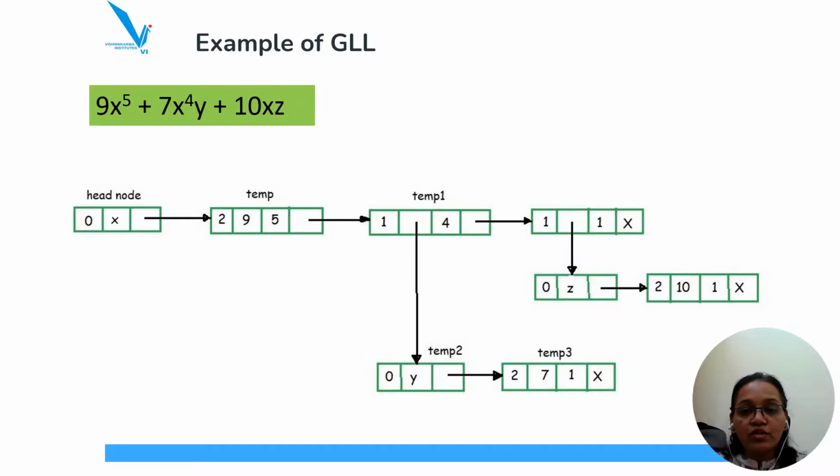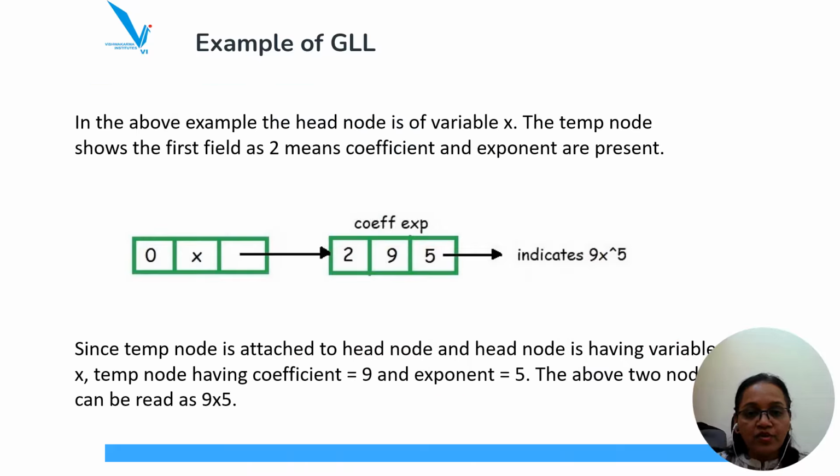Now it is attached to this node, so for this node, what is the power of x? Power of x is also 1, so you have to set 1 over here, and it is the last node for x also, so you have to set next equal to null. So these complete 3 nodes represent the term 10xz, and this is how polynomials are represented with the help of GLL. The same explanation is given over here.